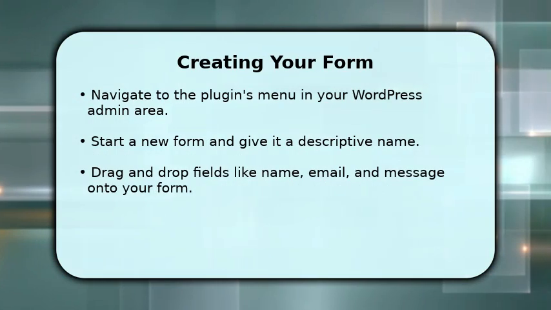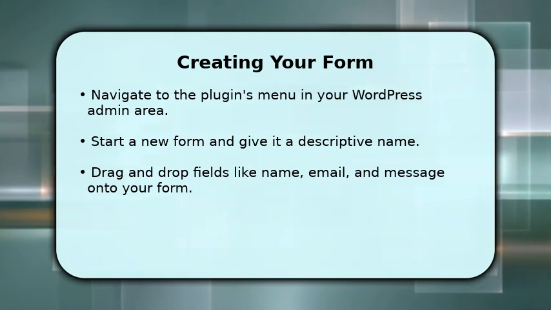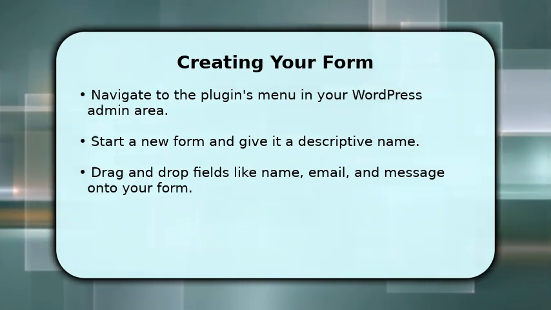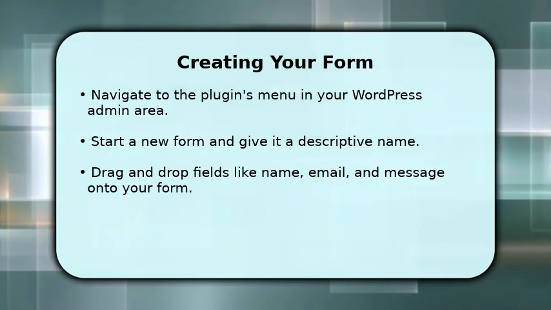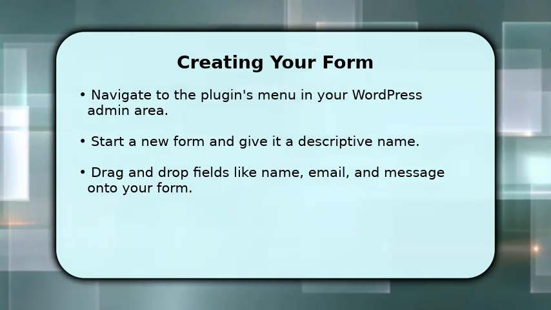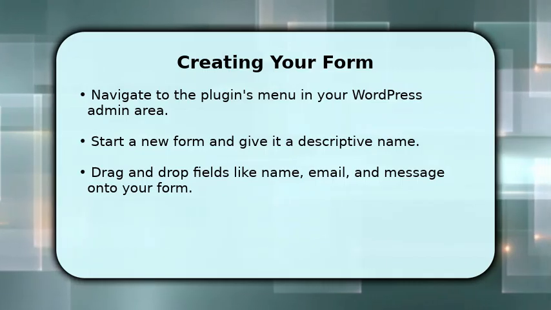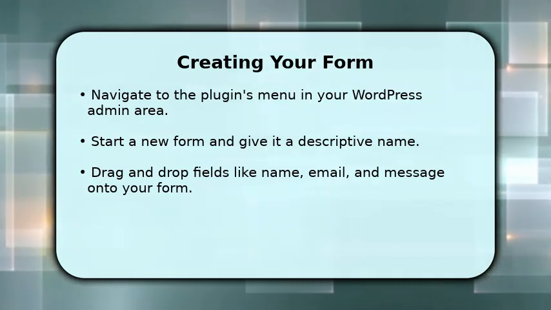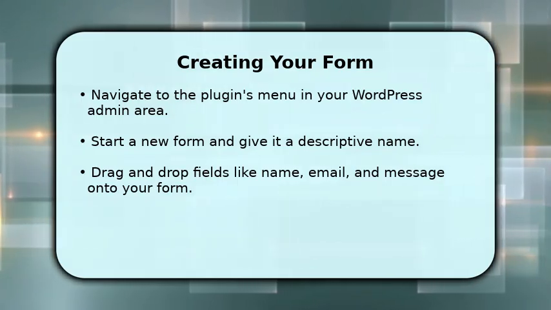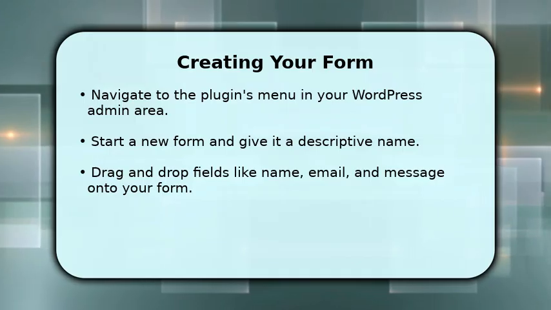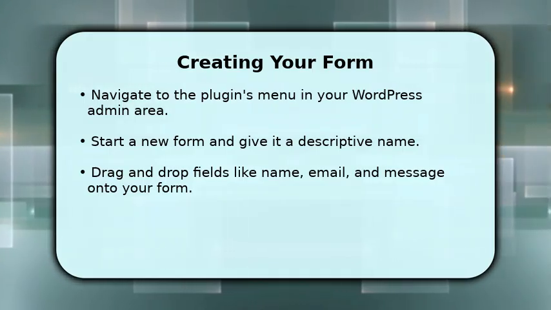Now that your plugin is active, it's time to create your first form. Go to the new menu item added by your plugin, often labeled Forms or WP Forms. Click Add New to begin. You'll typically find a user-friendly interface where you can drag and drop fields such as name, email, and a message box. Remember to give your form a clear title and customize each field to suit your specific needs.